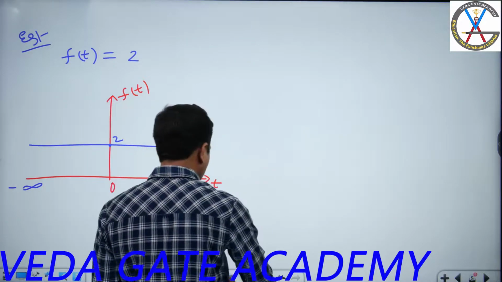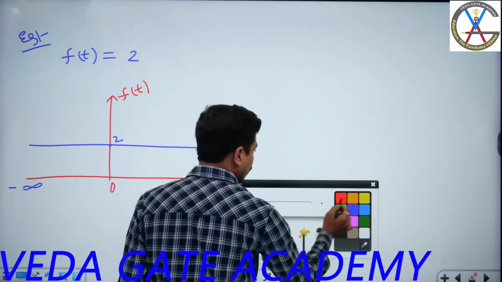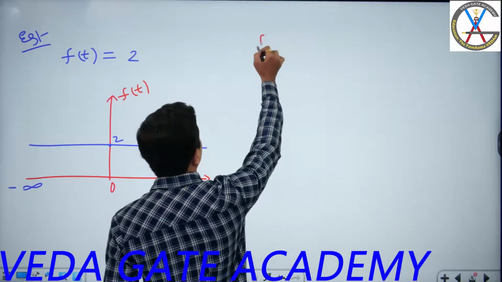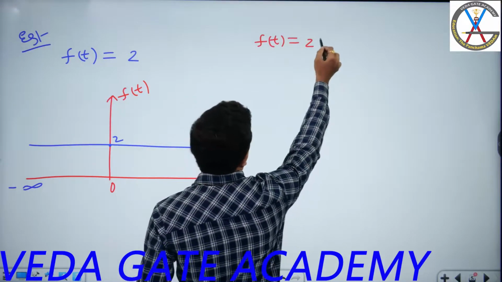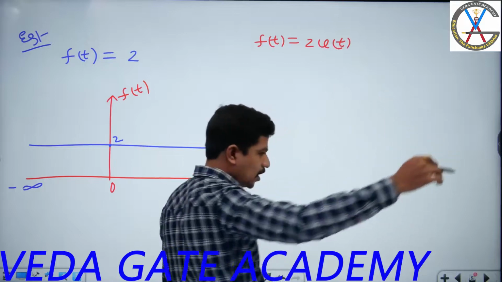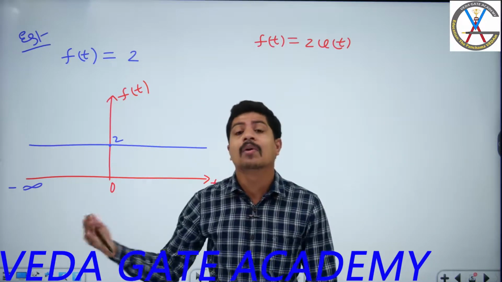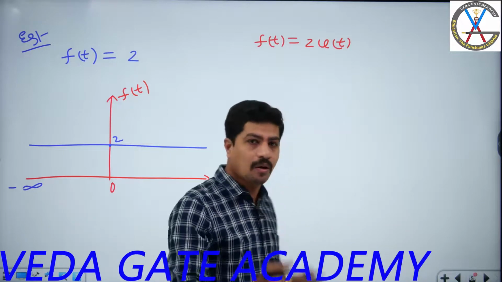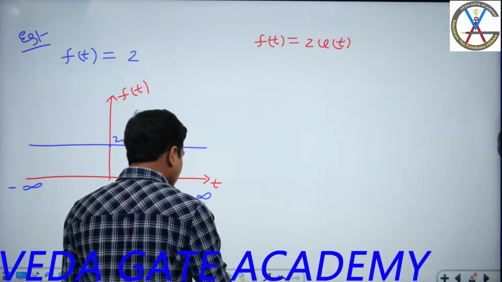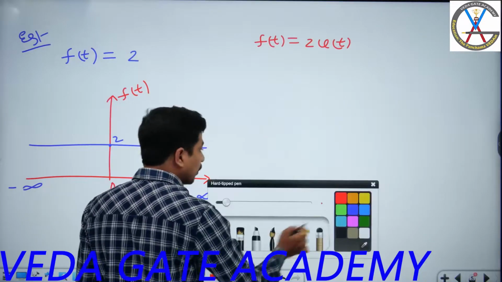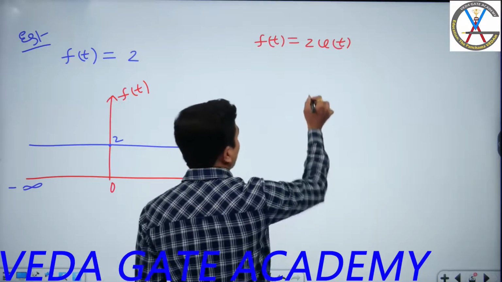Now, if I ask you to draw the next graph, f of t is equal to 2 into u of t. People know that u of t value is 1. Sir, 2 into 1 is 2, both are same. No, not the same, please. There is a lot of difference between the DC and the step signal. Let me draw it here. Observe.